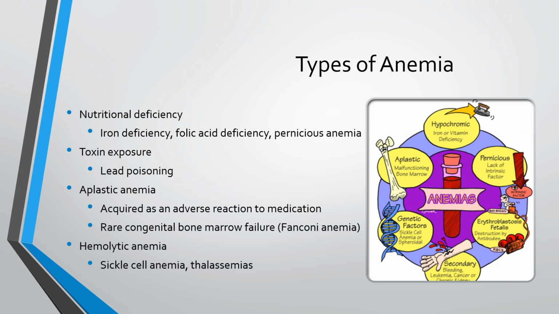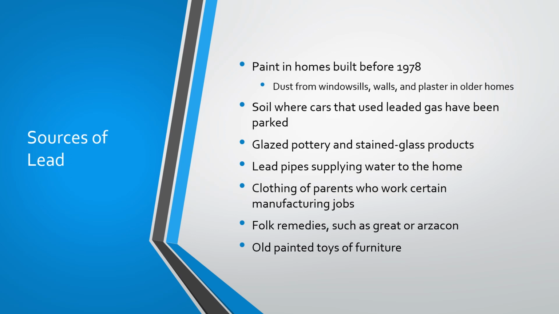All right, so toxin exposure is the next one we're going to talk about, and that includes lead poisoning. The peak of incidence is usually about 1 to 5 years of age. When lead is seen in the red blood cells, it creates small red blood cells, which leads to anemia because we're not creating those nice, big, juicy red blood cells anymore because the lead is not allowing that.